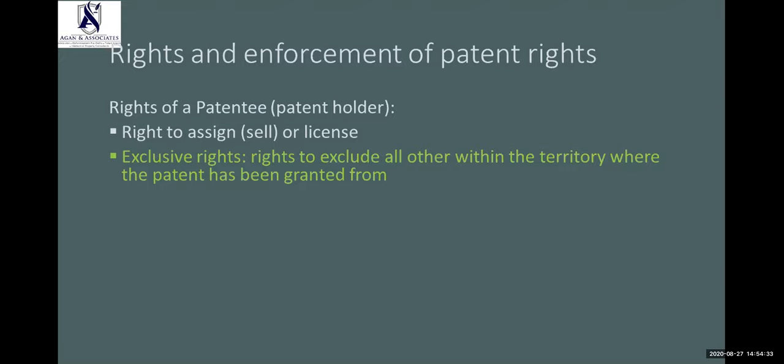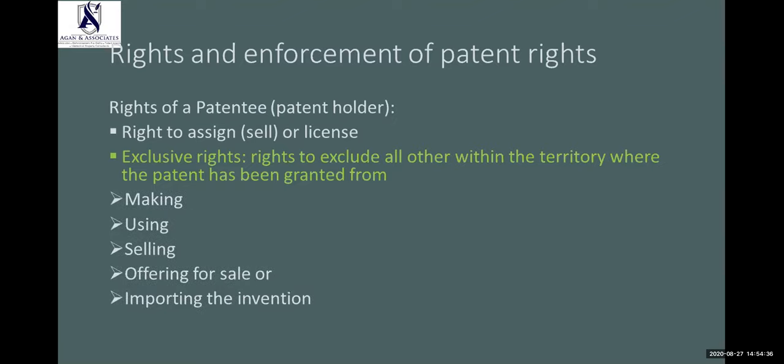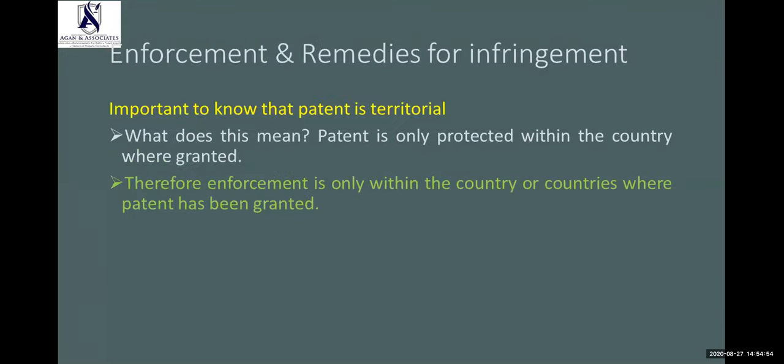So he can stop others from dealing with it by way of making, using, selling, offering for sale, or importation of the invention. How does he enforce his rights, and what are the remedies for infringement? Again, since he has exclusive rights to his intellectual property by way of patent, we say that anyone going against those rights infringes on those rights.